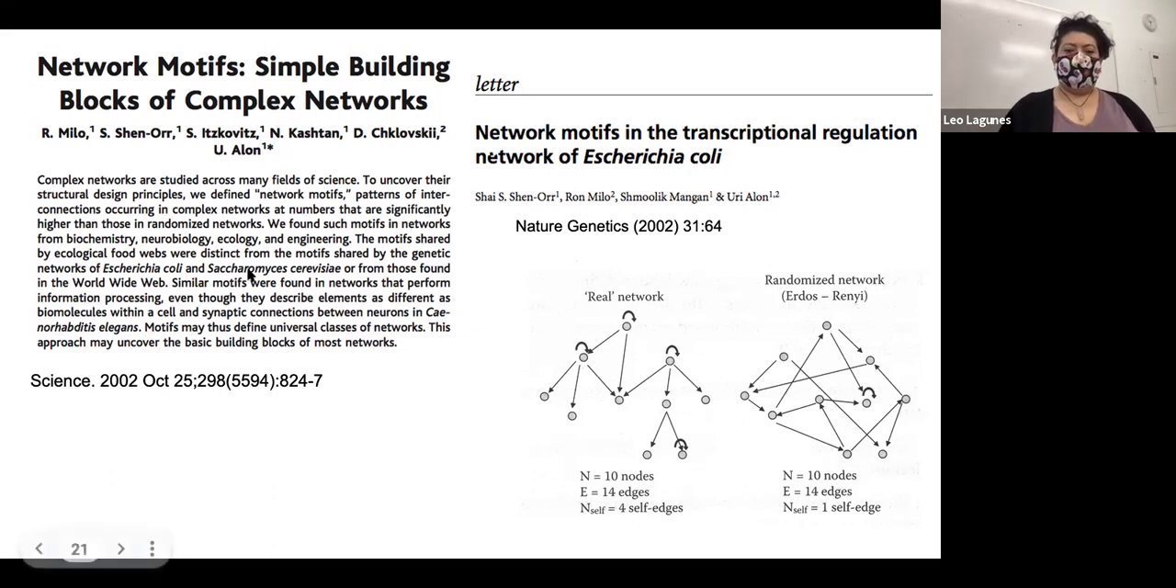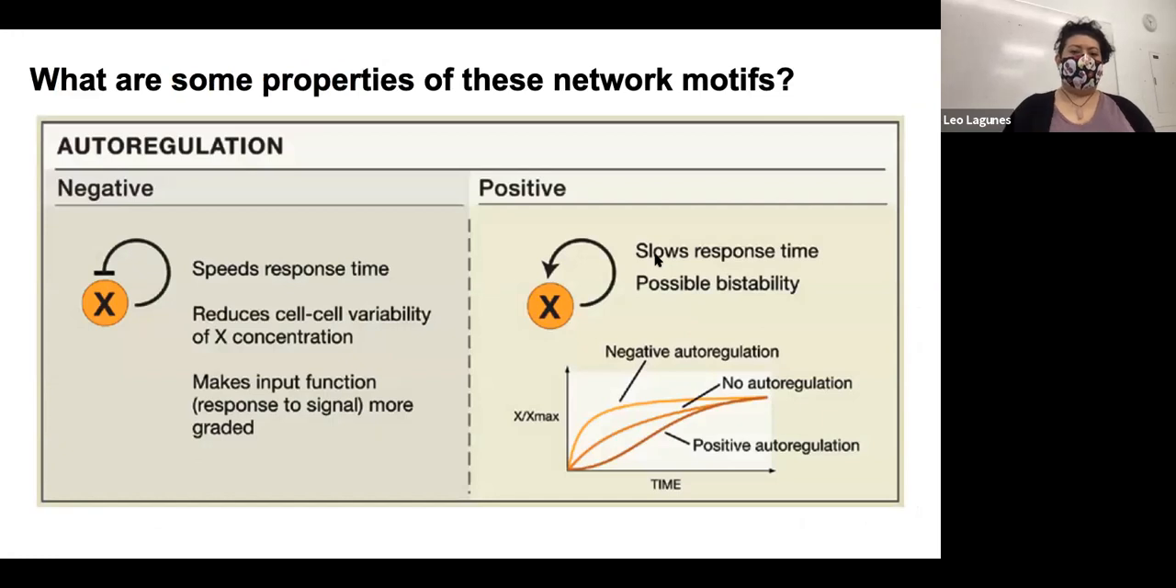But for today, we're just going to go over some of the properties of these networks. For example, autoregulation. You can have positive or negative autoregulation. In negative regulation, what we see is that it speeds the response time. We can reduce variability between cells of the concentration of this one particular protein or item that you're looking at. It doesn't always have to be a protein. It could be mRNA transcripts or something like that. It also makes the input function more graded, or more hyperbolic, not linear.